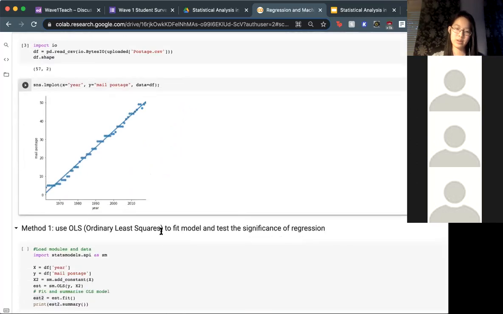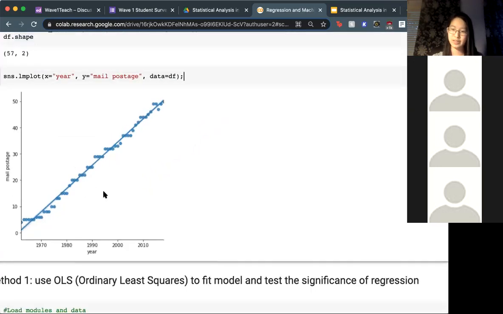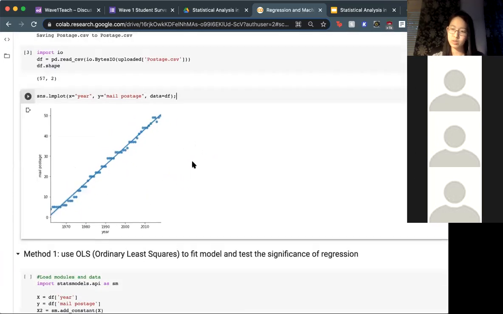So here we're going to use the ordinary least squares regression model to fit the model and test how significant this regression is. So once again, that word significant, basically, how quantitatively sound, how correlated are these? Well, let's try it out.